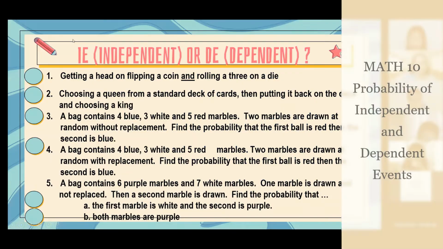Okay, so it's your turn. Get your notebook. Numbers 1 to 5, write IE if the problem is independent, and write DE if dependent events. Okay, answer in 2 minutes.